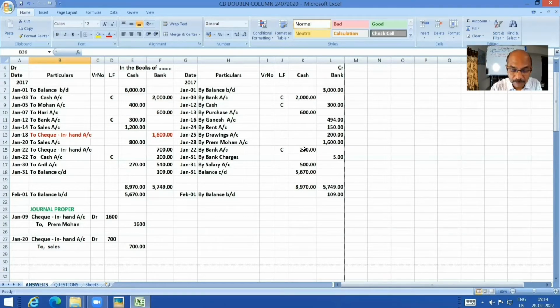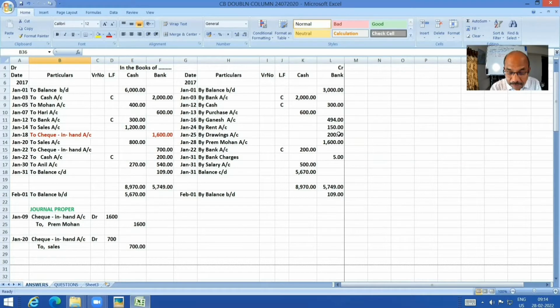Okay. Paid rent by check. Okay, simple. To bank, by rent 150. Withdrew from bank for personal use. Just because on seeing the word withdrew, don't jump and show it as a contra entry. Categorically, they've told it's personal use. So by drawings 200. It's not a contra entry. Drawings to bank. Withdrew from bank. So bank by drawings.